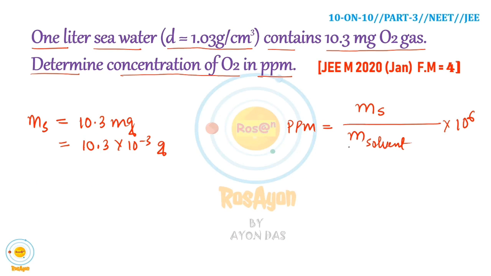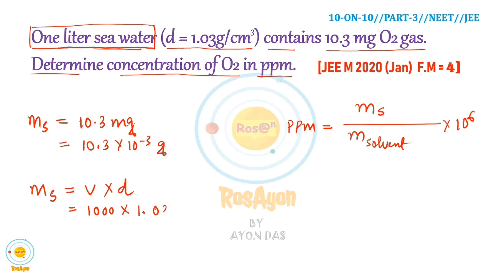Now the mass of solvent is not given. Here the volume of the solvent is given, that is 1 liter sea water. You have to determine the mass of solvent, that is equal to volume into density. Now the volume is 1 liter, that is equal to 1000 centimeter cube, into density 1.03. So the mass of solvent is equal to 1030 gram.